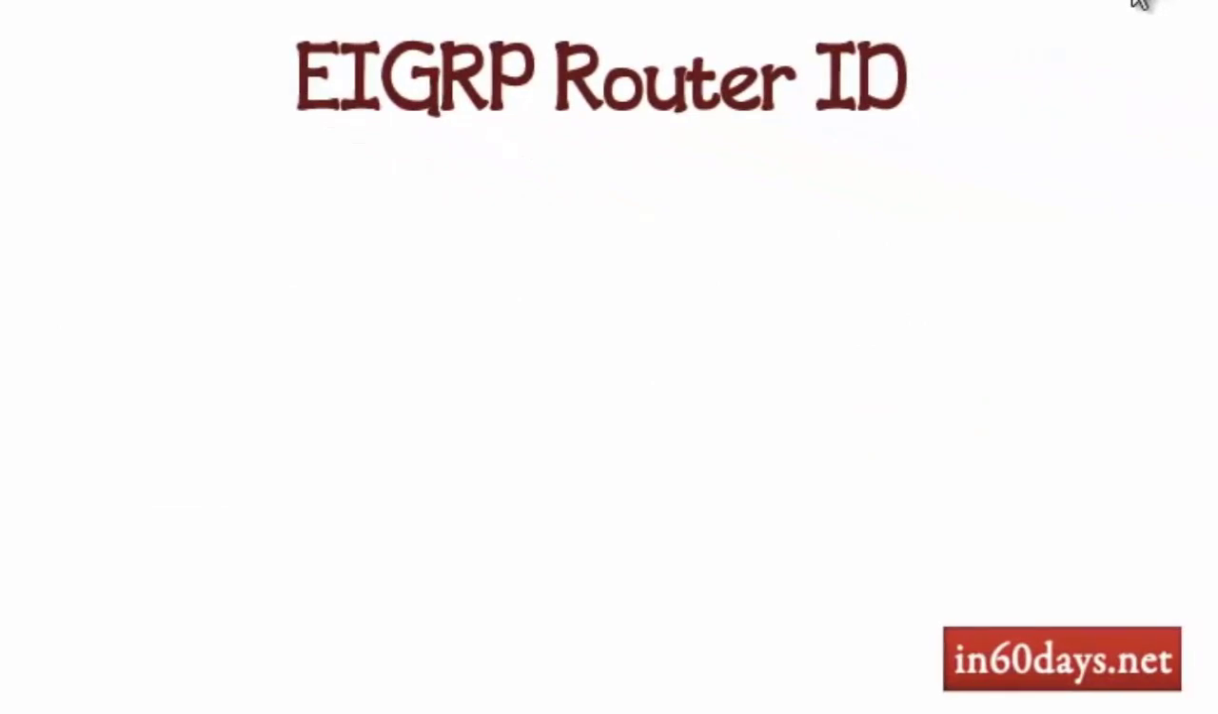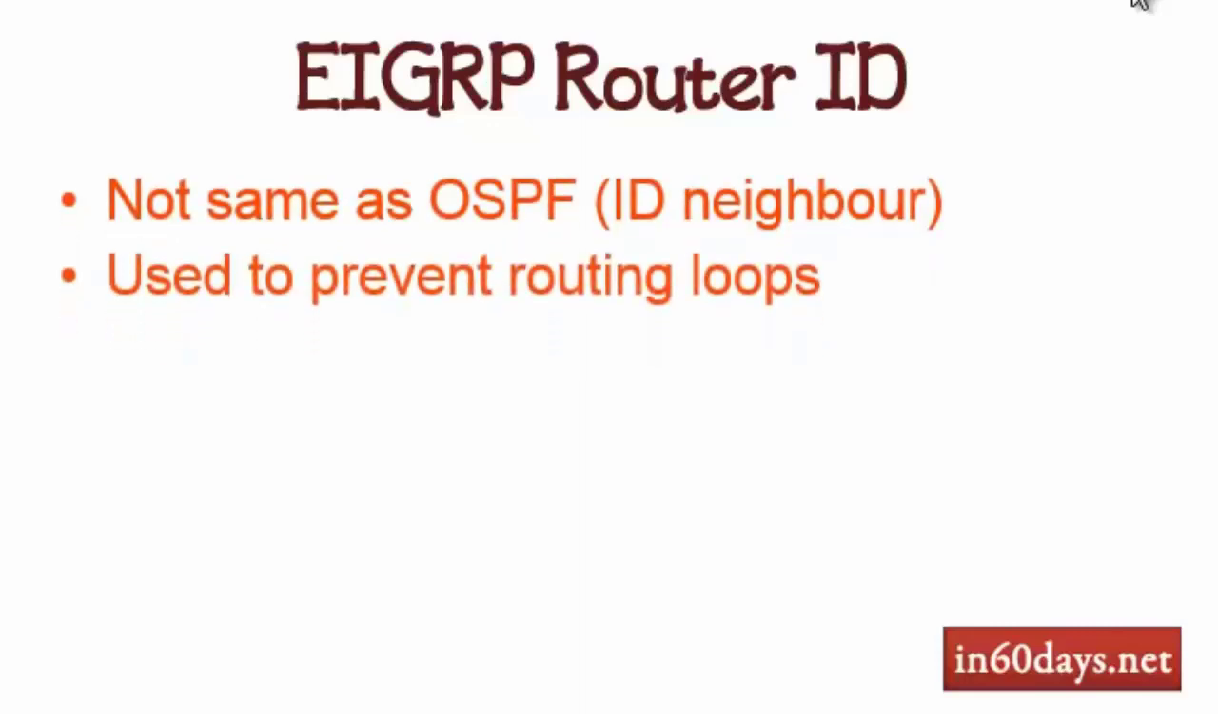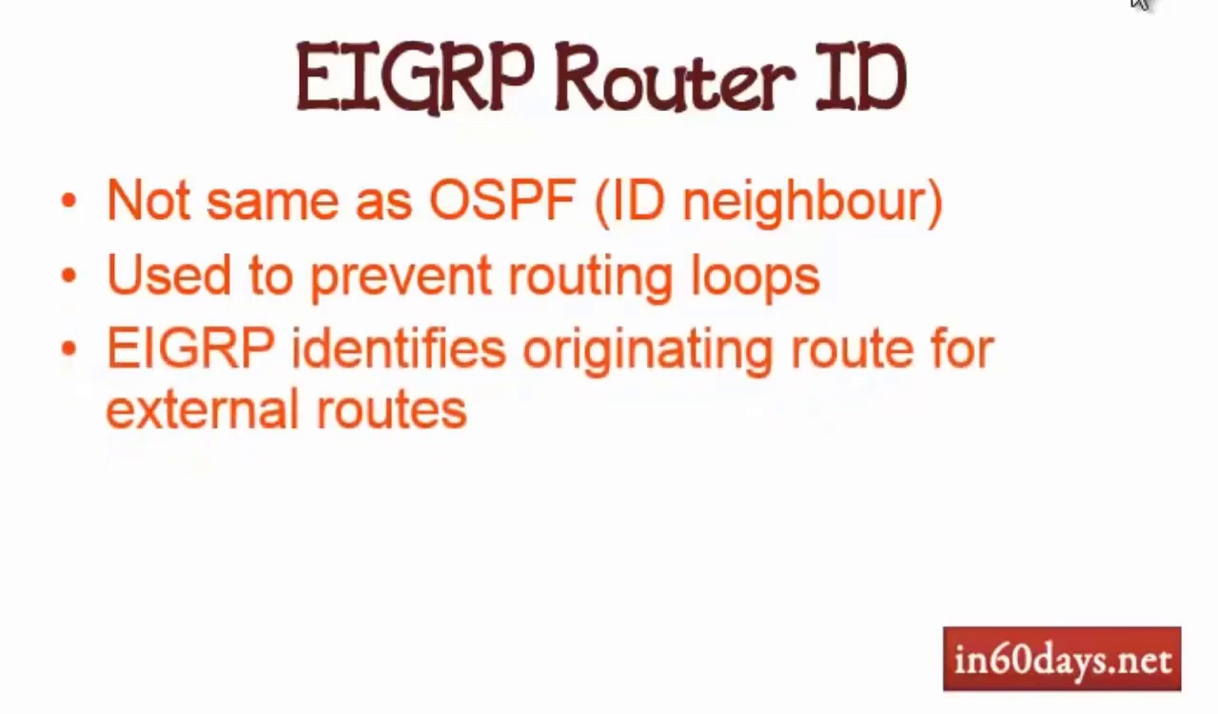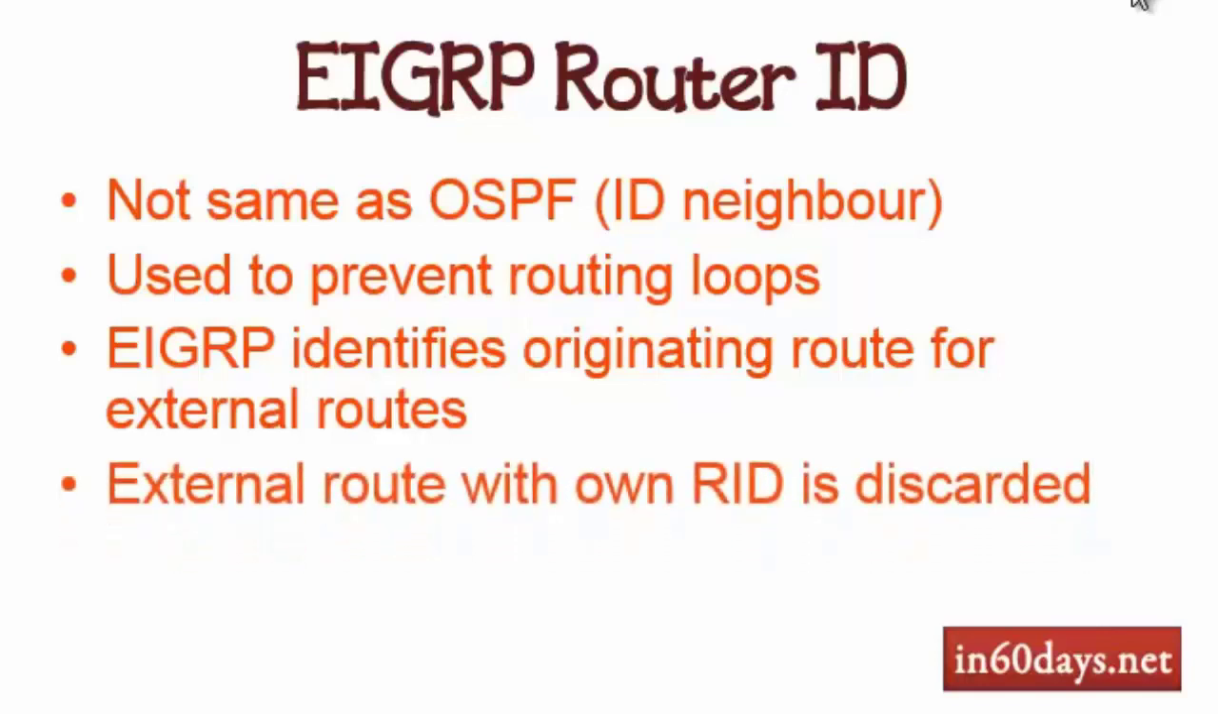EIGRP router ID again is a new subject that's come into the syllabus. It's not the same as the OSPF, which is used to identify your neighbour. It's used simply to prevent routing loops within EIGRP, and it identifies a route that's originated for external routes. So if you see an external route come in and it's tagged with your own ID, then you know it came from your own router.